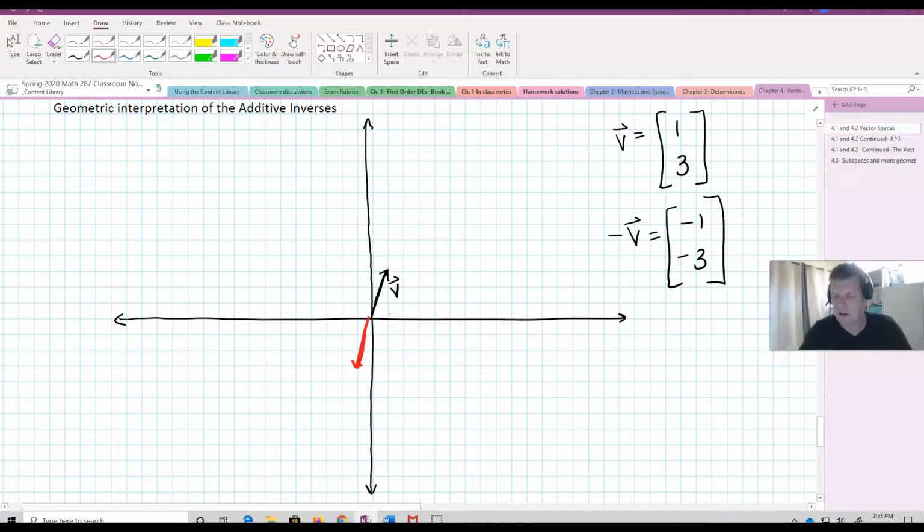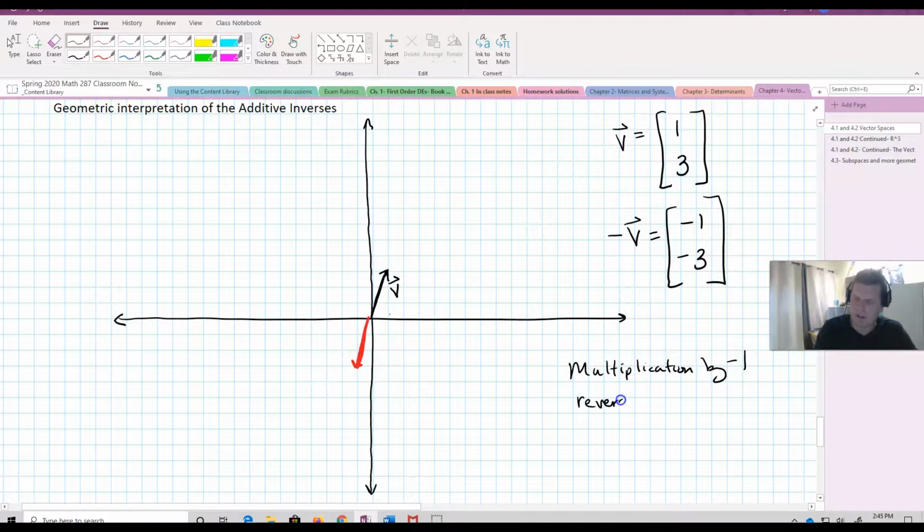Now, if I had drawn that better, you could see very clearly that they're in opposite directions. All right. So multiplication by negative 1 reverses the direction of a vector. It basically reflects it over y equals x.